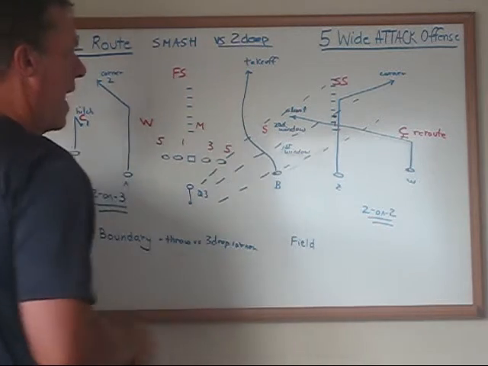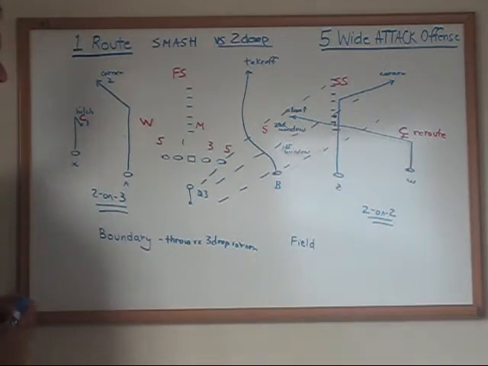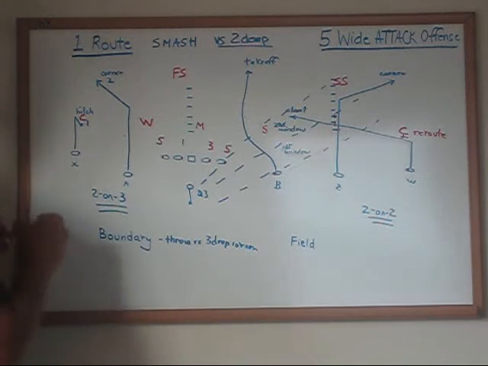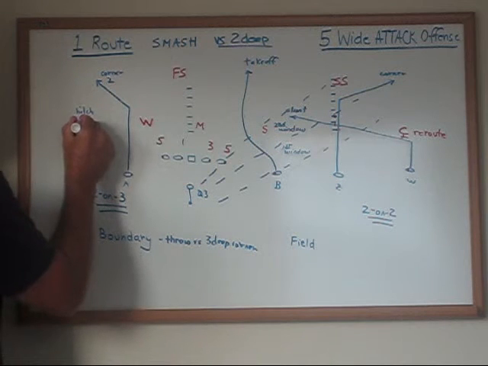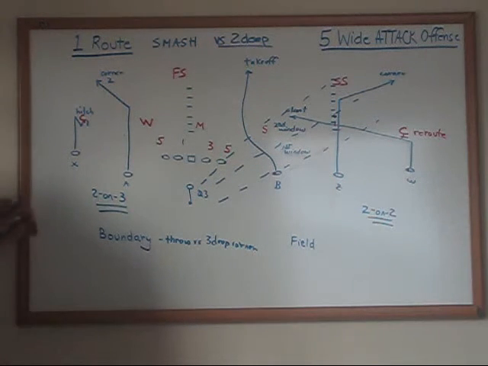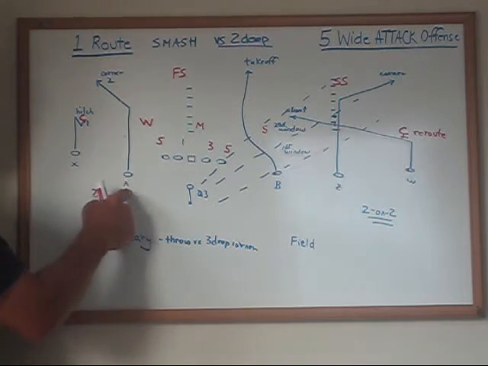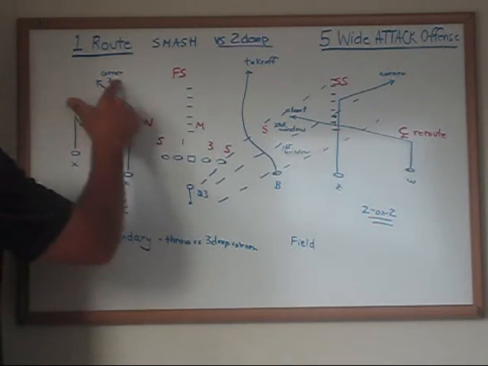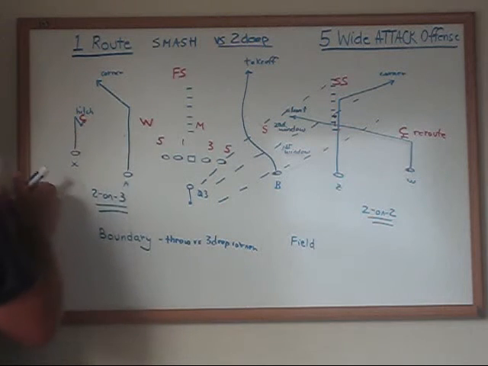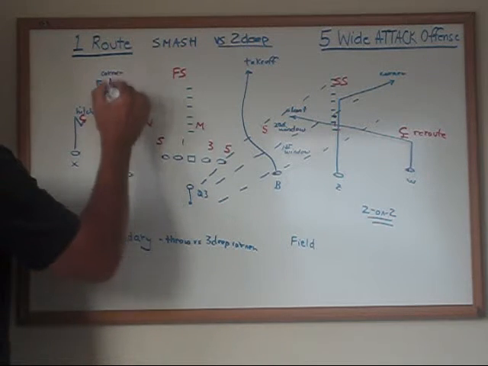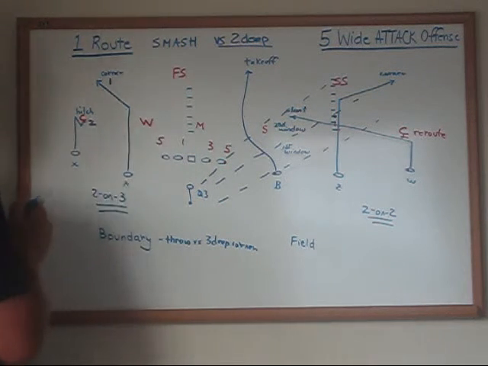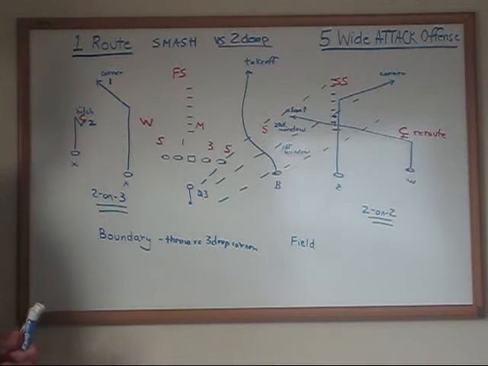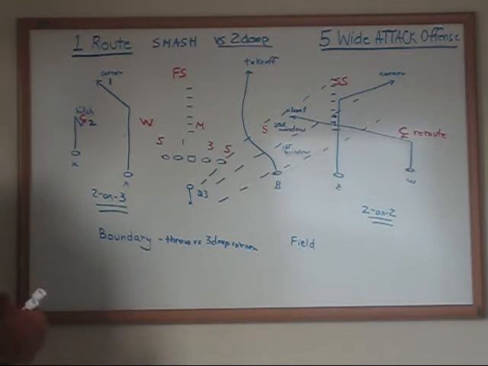So let's see what's just happened to our reads in this area. Well, our boundary read now tells us that the hitch by alignment is going to be taken away, that this corner will stay in that area because that's his area. So pre-snap read tells us that we're going to throw the A route, and that this will now be into the boundary versus 2 deep. This will be our first throw, and the hitch would be our second throw, although we generally know we wouldn't throw that because the corner will sit in that area.